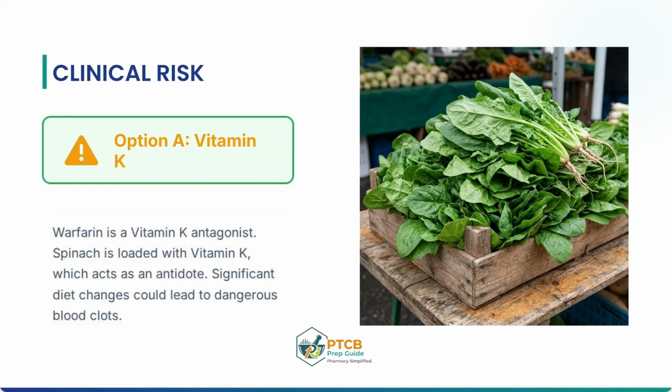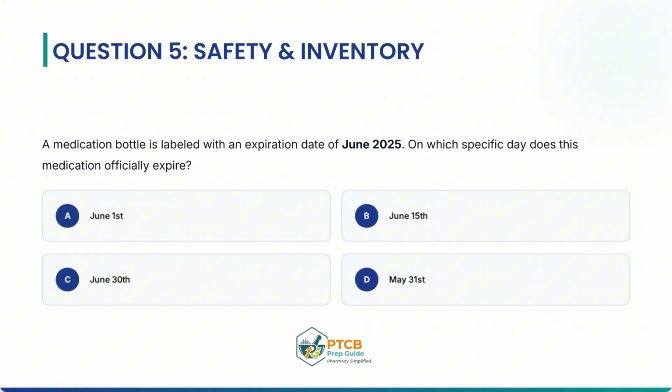Warfarin is a vitamin K antagonist. Spinach is loaded with vitamin K, which essentially acts as an antidote to the drug. A big change in their diet could lead to a dangerous blood clot because the medicine isn't working as intended. For question number 5, check your shelves.